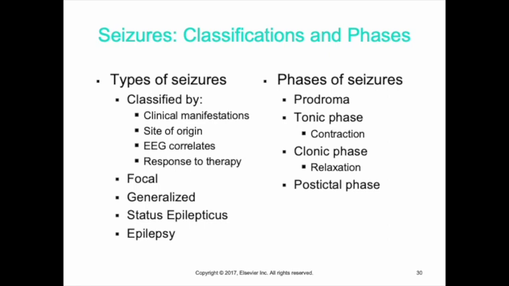We can classify them by determining if it was a focal seizure, one area, generalized, kind of all over, if it was status epilepticus, which is an acute emergency of seizure, and then epilepsy, which is the disease in which you have multiple reoccurrent seizures. We're also going to talk more in depth about the phases of seizures, starting with the prodromal phase, the tonic phase, the clonic phase, and the post-ictal phase as we progress through these slides.